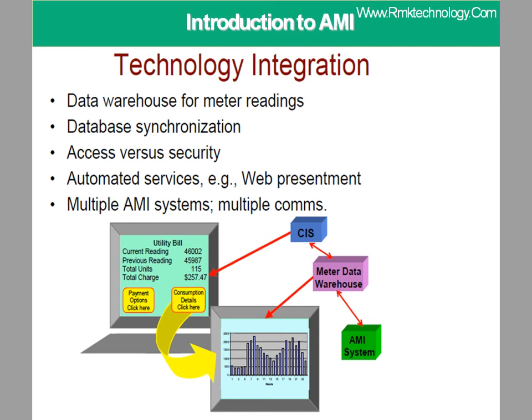So what are the technological challenges? Smart grid opens up multiple technical challenges as it involves multiple systems. A data warehouse can be used for meter reading archiving. Data synchronization is vital as multiple databases are used in multiple applications. Security is key as almost the entire network control is available through one application or another. There are multiple automated customer and in-house services like portals and mobile applications. A large utility company has multiple head-end systems and multiple communication systems.